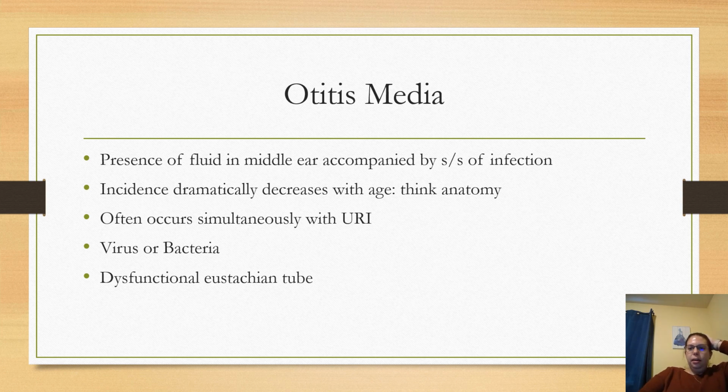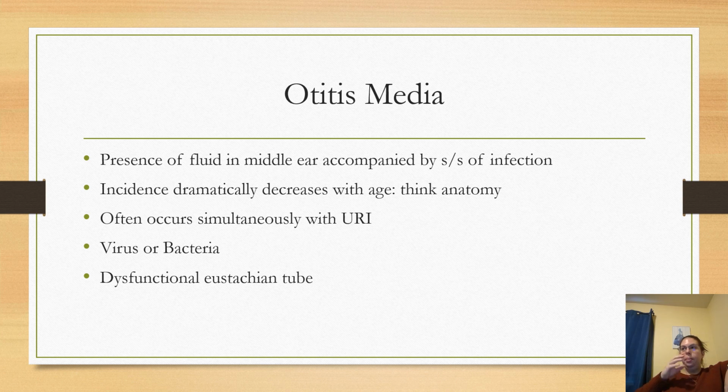Otitis media is the ear infection that we all know about. Okay. Presence of fluid in the middle ear accompanied by signs or symptoms of infection. And the incidence dramatically decreases with age. I want you to think about the anatomy. If you remember back to that slide that showed us the eustachian tubes, I could tell it was an adult because the eustachian tubes had this kind of sharp angle like that. Okay. Versus for a child, it's more flat. So it's a lot easier for stuff to get backed up here.